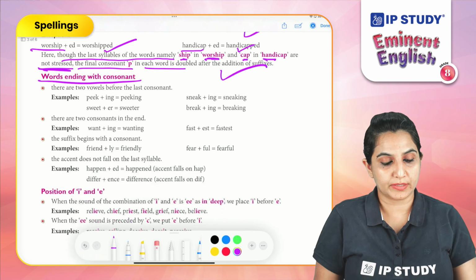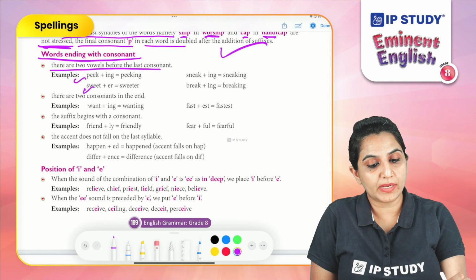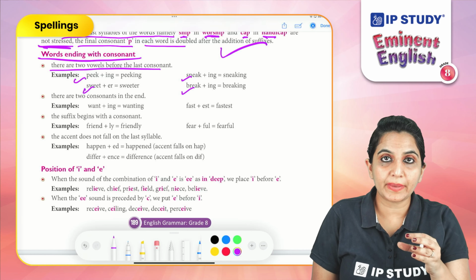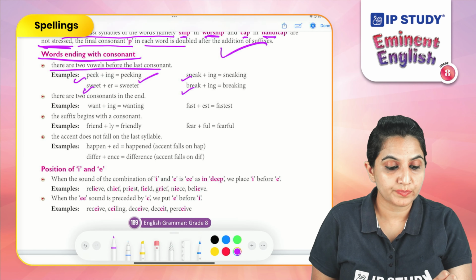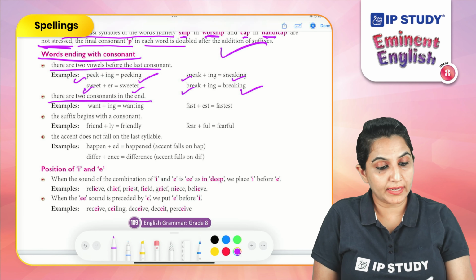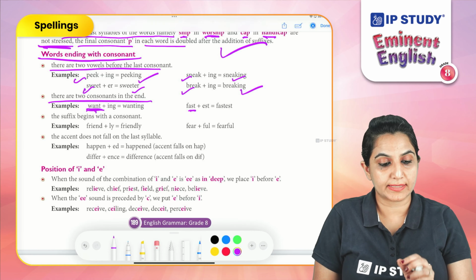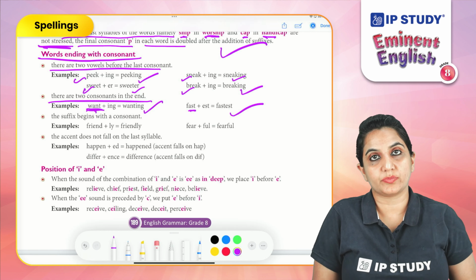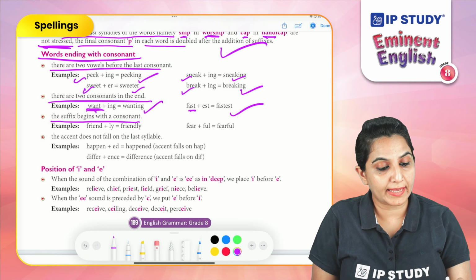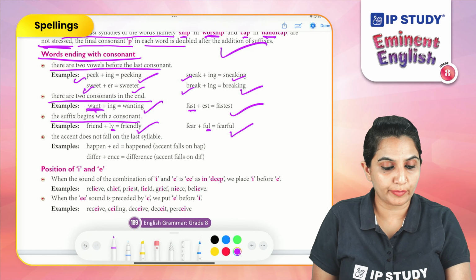Words ending with a consonant with two vowels before the last consonant, like peak, sweet, break, sneak: simply do not make any changes, add the suffix. Peaking, sweeter, sneaking, breaking. When there are two consonants at the end, like want, fast, with nt and st, simply add the suffixes: wanting, fastest. When the suffix begins with a consonant, like ly, ful, simply add the suffix to form friendly, fearful.